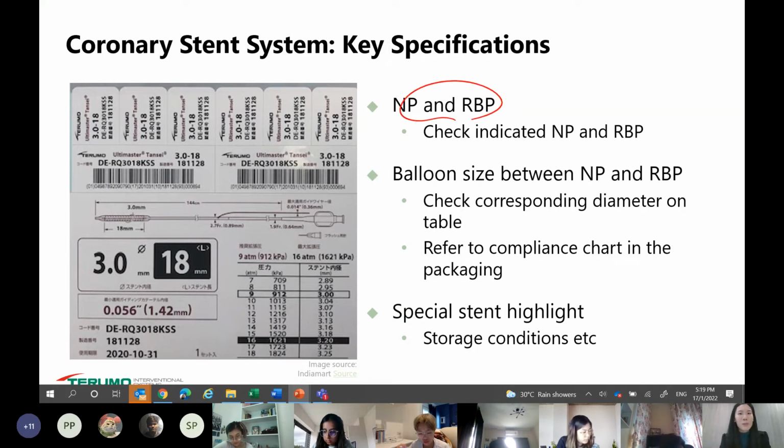Again, NP and RBP are very important because they will help to size the stent also. So for example, this stent is a 3 mm diameter stent. If I go up to the nominal pressure of 9, I will be able to reach 3 mm diameter. But I can expand the stent further. I can go up to even 3.2 by increasing up to my RBP of 16 ATM. But I shouldn't go up to 18 ATM. Even if I want to go to 3.25, I should use another stent, for example. I shouldn't go up to 3.25 because there's a risk that the balloon may burst within the vessel.